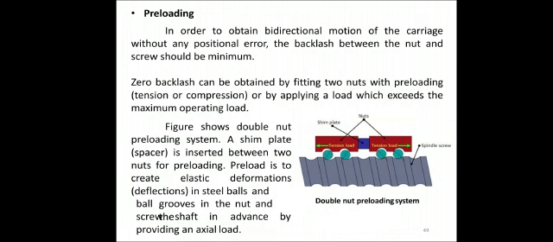Figure shows the double nut preloading system. A shim plate is inserted between the two nuts for preloading. Preload is to create elastic deformation or deflection in steel balls and ball grooves in the nut and screw shaft in advance by providing an axial load. As a result, the balls in one of the nuts contact one side of the thread and the balls in the other nut contact the opposite sides.